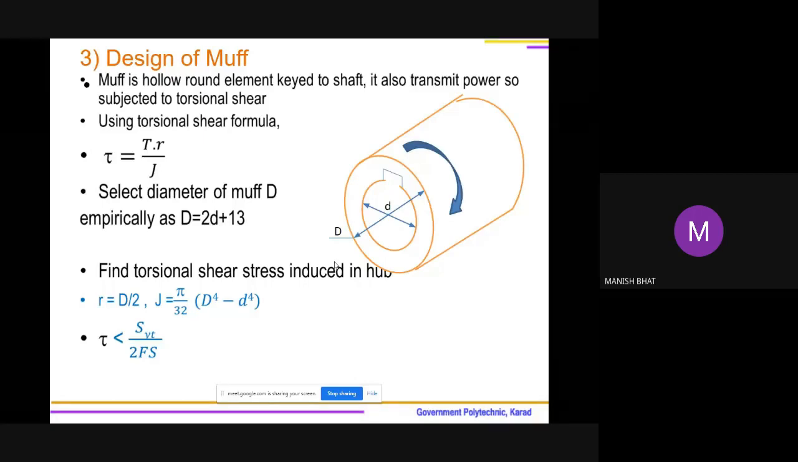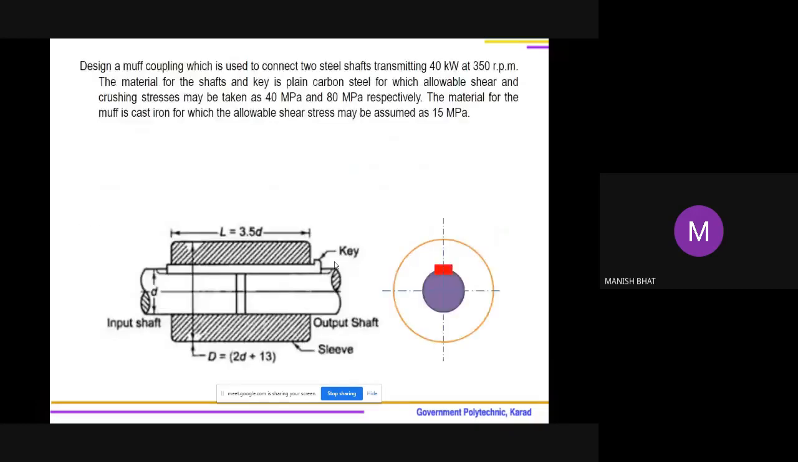Once we select the diameter D, we will be taking the length empirically. The length of the hub L is equal to 3.5 times D. What is the empirical relation? L is equal to 3.5 times the diameter. So we will be selecting the outer diameter and length of the hub empirically, finding the torsional shear stress induced in the hub, and verifying whether it is less than the permissible shear stress or not. So a very simple procedure we are adopting for this simpler coupling, that is the muff or sleeve coupling.